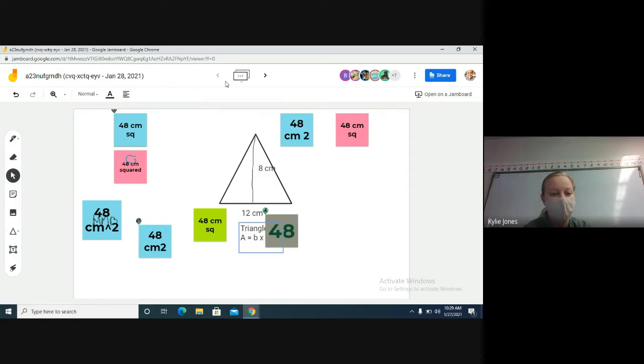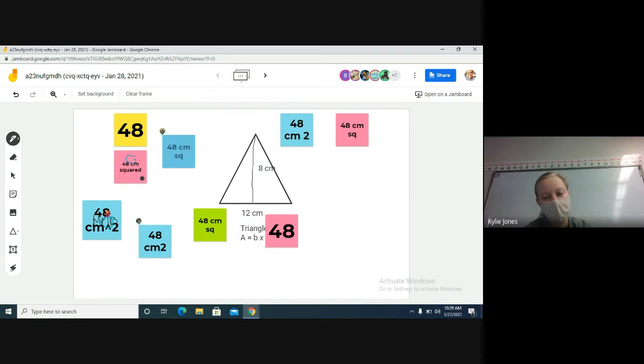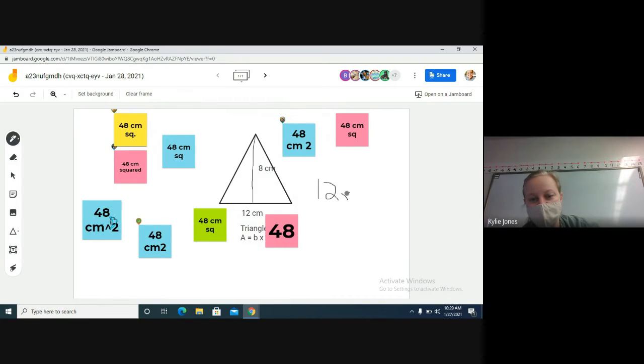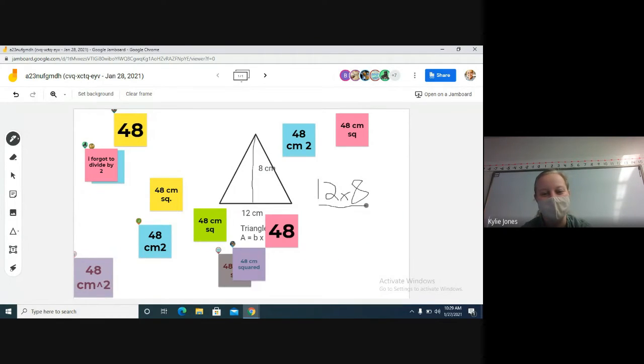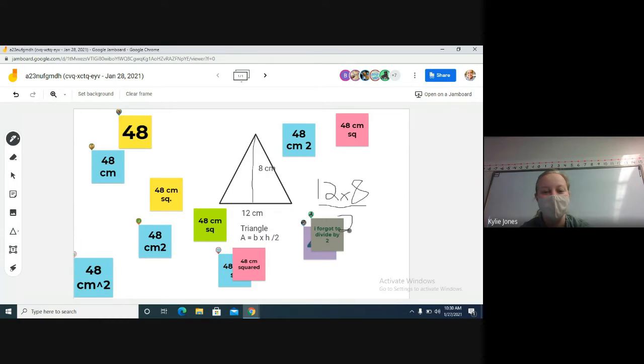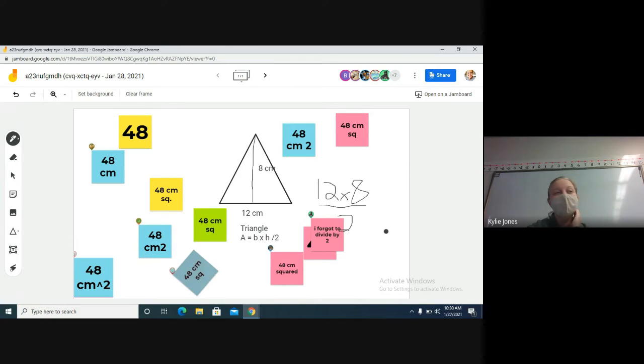Okay, so I'm going to write on this and explain a little bit. I'm going to write in the bottom right, so don't do anything over here. First of all, we need to do base times height, which is 12 times 8, and then we need to divide that whole thing by 2. If you got 96, that's what you forgot to do. Divide by 2. That's one of the biggest mistakes that I always see on triangles. Everybody forgets to divide by 2.